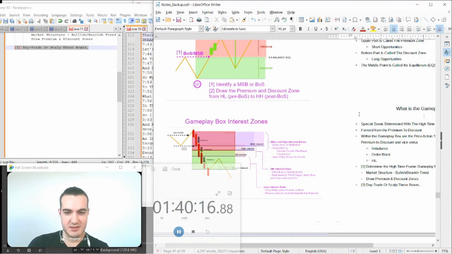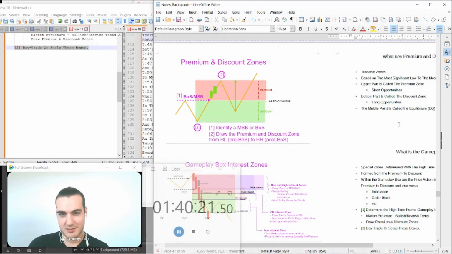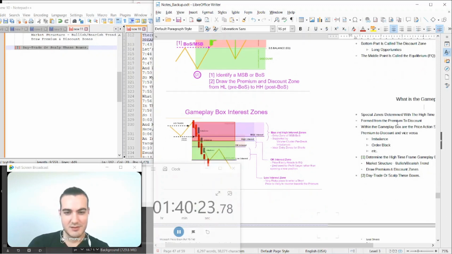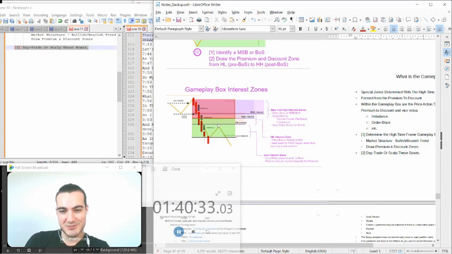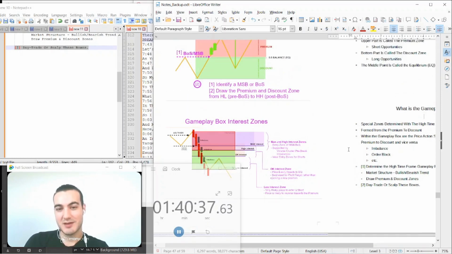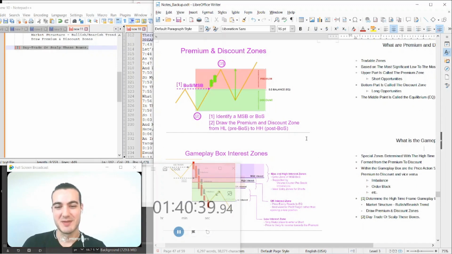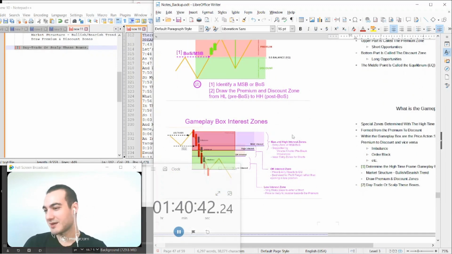Okay, so it seems that we made an error, or there was a misunderstanding about the gameplay box. So all of this right here, that's not actually a gameplay box. That's just the regular premium and discount zone. The gameplay box is something within the premium and discount zone that we use on a lower time frame.